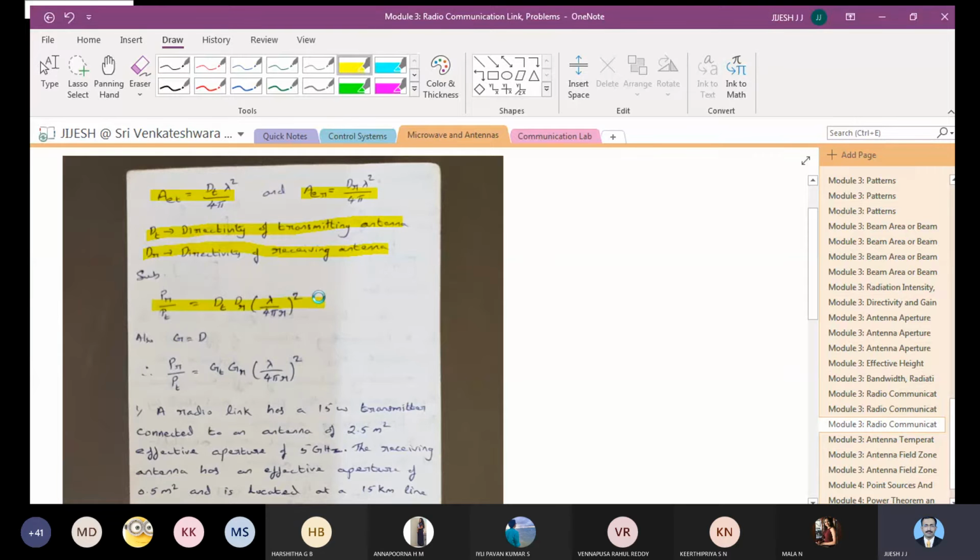And gain is equal to directivity when K is equal to 1. So we can replace D with G. So we'll get PR by PT is equal to GT GR into lambda by 4 pi R, whole square. So we got two equations, one in terms of directivity, one in terms of gain. All these equations are called the Friis transmission formula. This is what it is all about, the radio communication link or Friis transmission formula. All these things you have to make a note of. Okay.